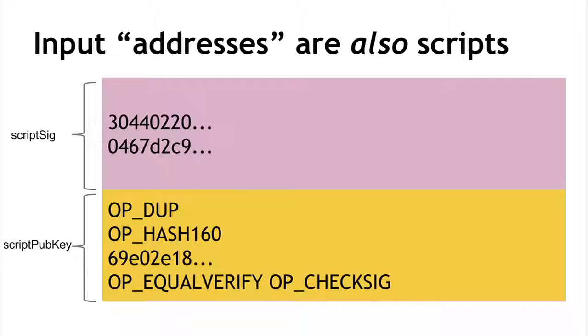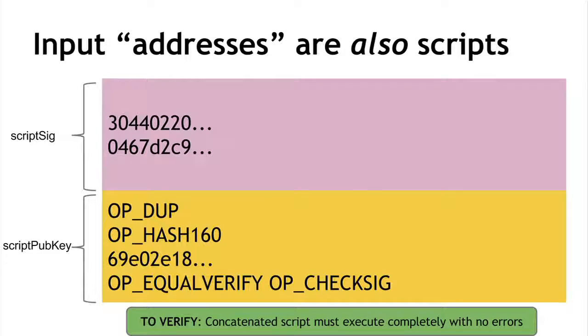And that's because in the simplest case, the output script just specifies a public key, and the input script specifies a signature with that public key. When a transaction is being validated, the two scripts get pasted together, they get run, and if the concatenated script can run without any errors, this is considered a valid transaction.